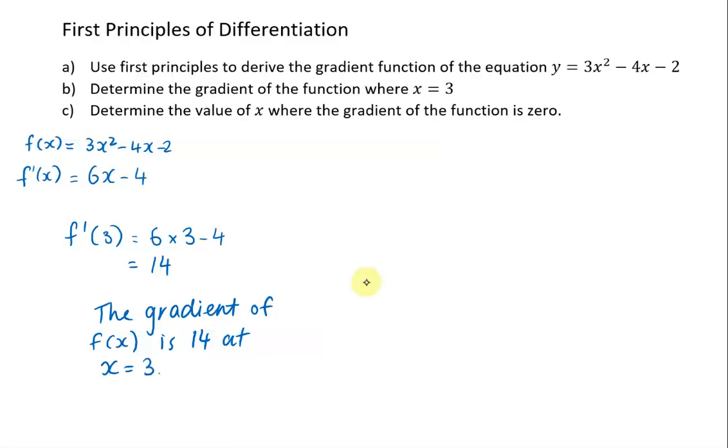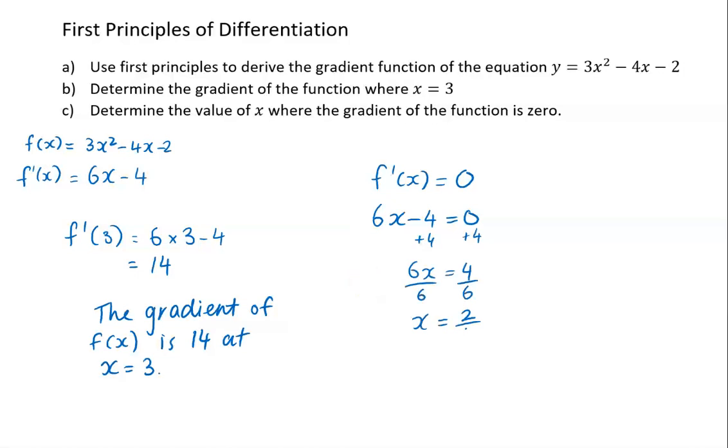Part C asks us to determine the value of x when the gradient function is 0. So it's asking us to take our gradient function, f dash of x, and make that equal to 0. It's not the x that is 0 this time, it's the whole function. So if we pop our gradient function in there, we get the equation 6x minus 4 equals 0. And we want to determine the x value that makes our derivative or our gradient 0. And so we solve this equation by adding 4 to both sides. We have 6x equals 4. And we're left with x equals 2 over 3.